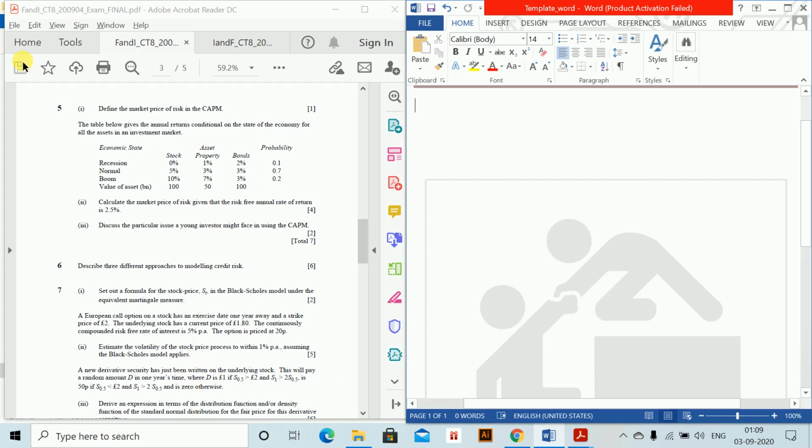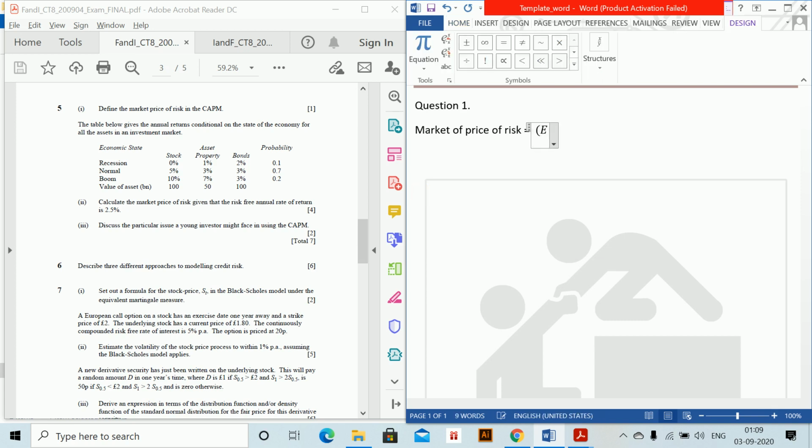Capital asset pricing models. Define the market price of CAPM. So first, question 1. The market price of CAPM is given by the market price of risk, λ, equals (E[R_M] − R_F) divided by σ(R_M).